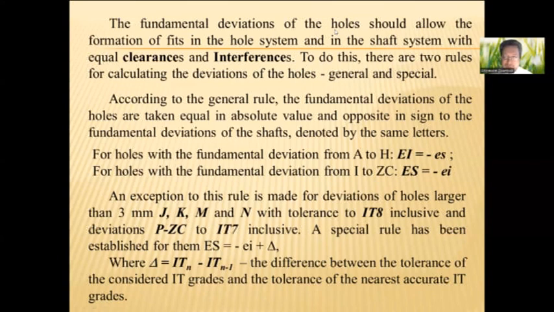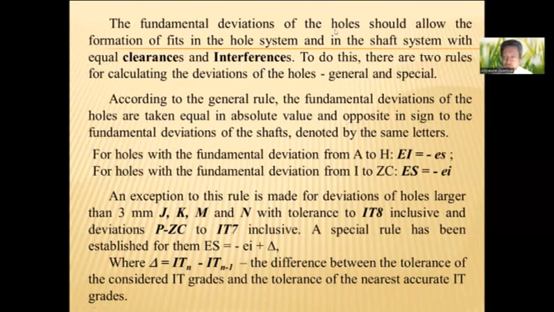For holes with the fundamental deviations from A to H, big EI is equal minus small es. For holes with the fundamental deviations from J to ZC, big ES is equal minus small ei. An exception to this rule is made for deviations of holes larger than 3 mm, J, K, M, and N, with tolerance to IT grade 8 inclusive, and in deviations from P to ZC to IT grade 7 inclusive.